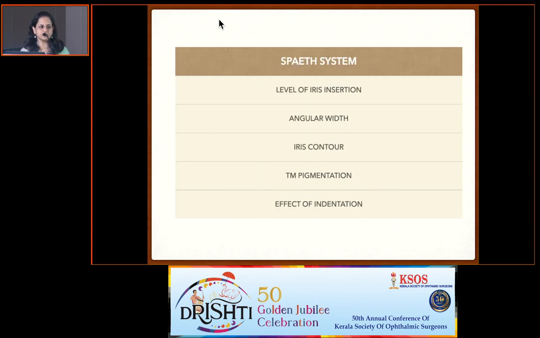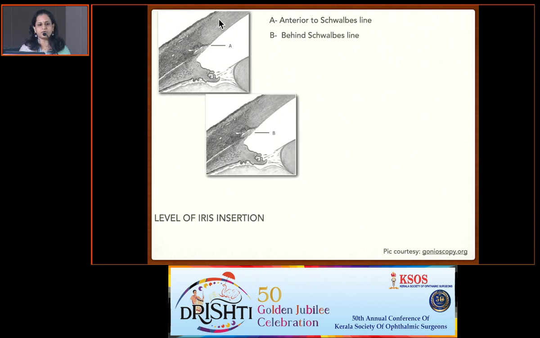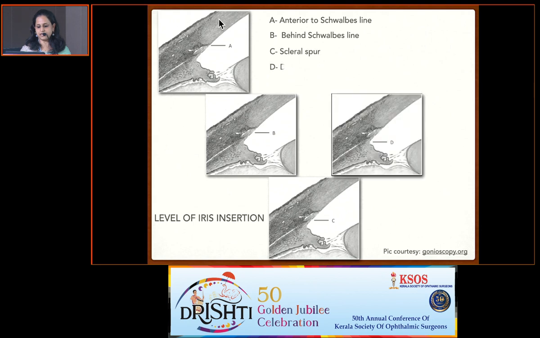I'll talk a little bit about the Spaeth system. I'm not going into detail. So Spaeth gives a very detailed recording of level of iris insertion, angular width, iris contour, TM pigmentation and effect of indentation. So talking about the level of iris insertion, wherever the iris is inserted into the angle, that is the level which they have described.